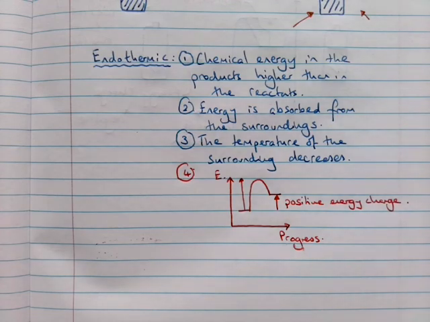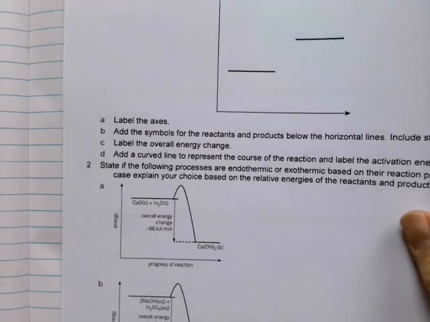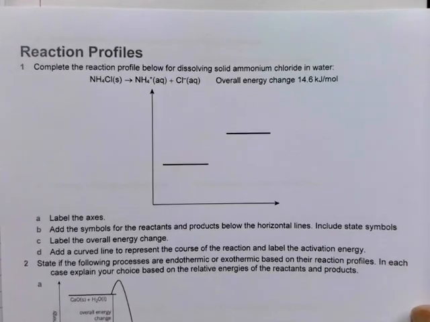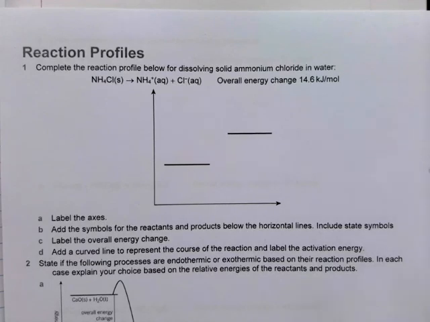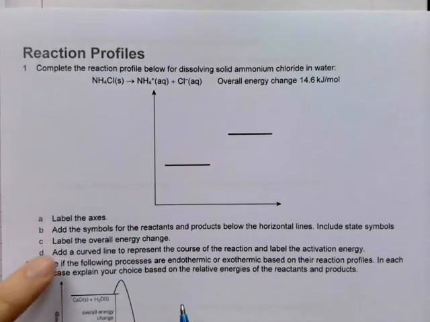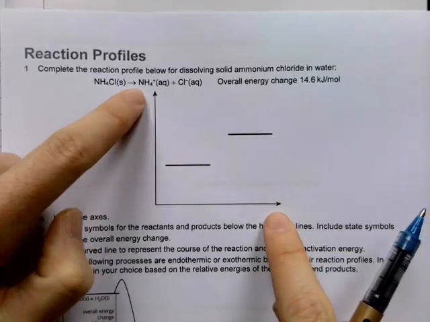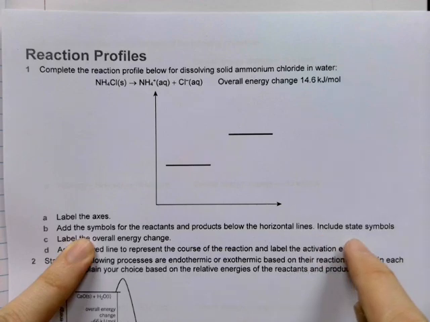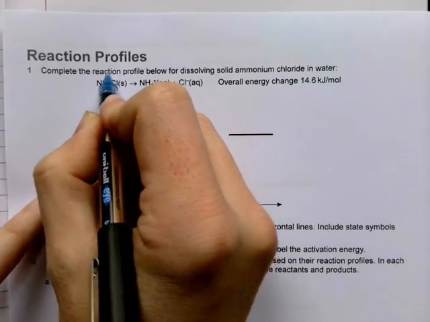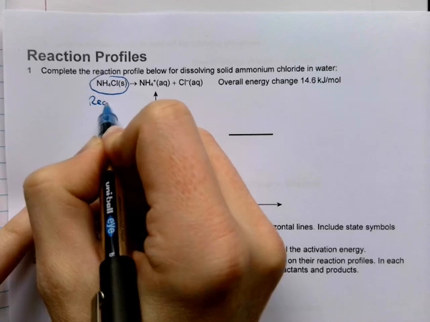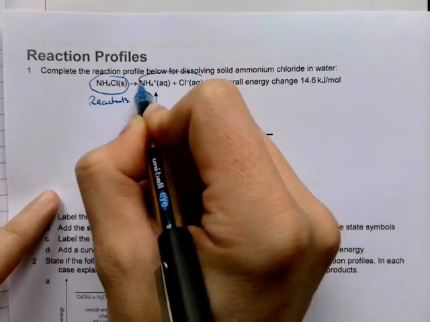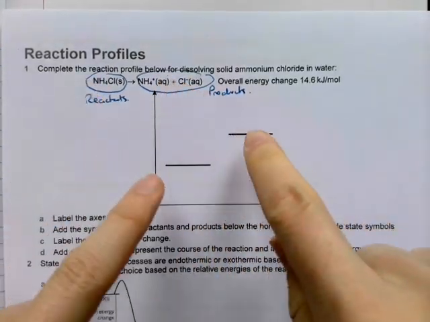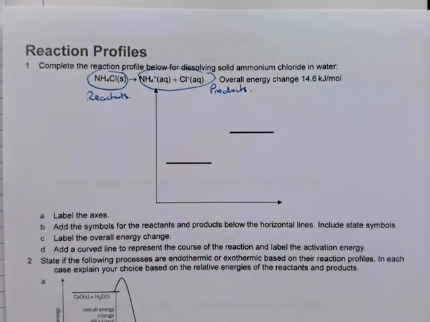What I would like you to do now is answer the questions on this sheet here. This is how you need to answer these questions. For the first question, I've given you the steps. You need to label the axes as I've been labeling them. Add the symbols for the reactants and the products below the horizontal line. So remember these here, this is the reactants, and these are the products. You need to take these symbols and add them underneath these lines.